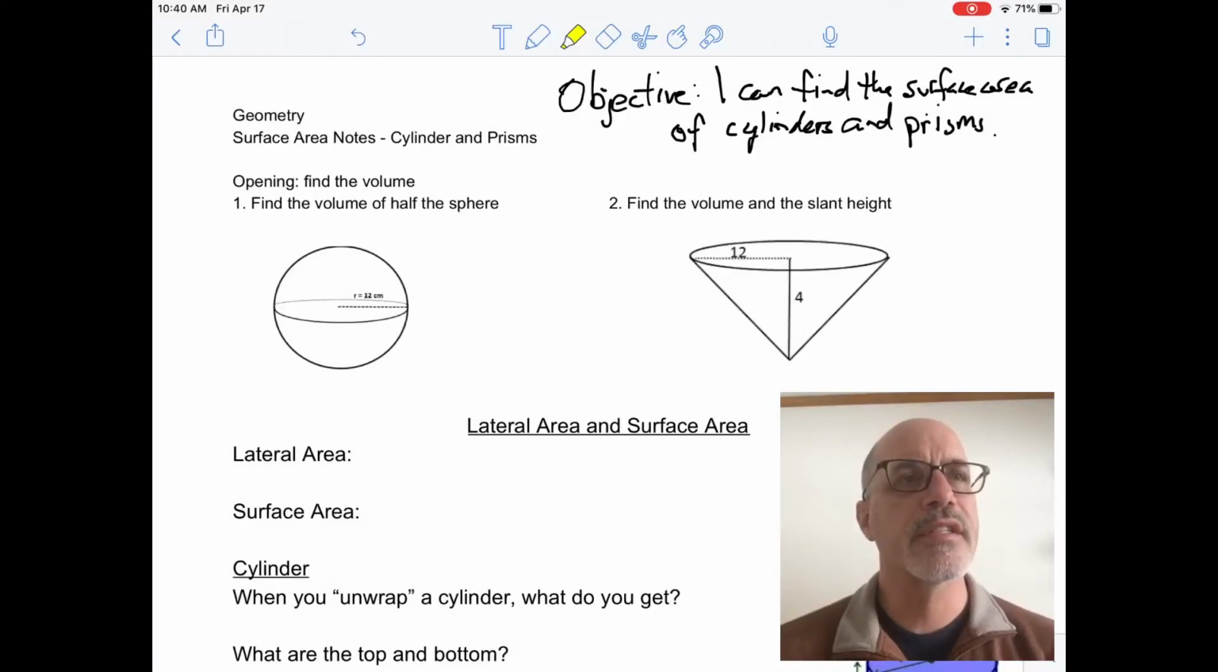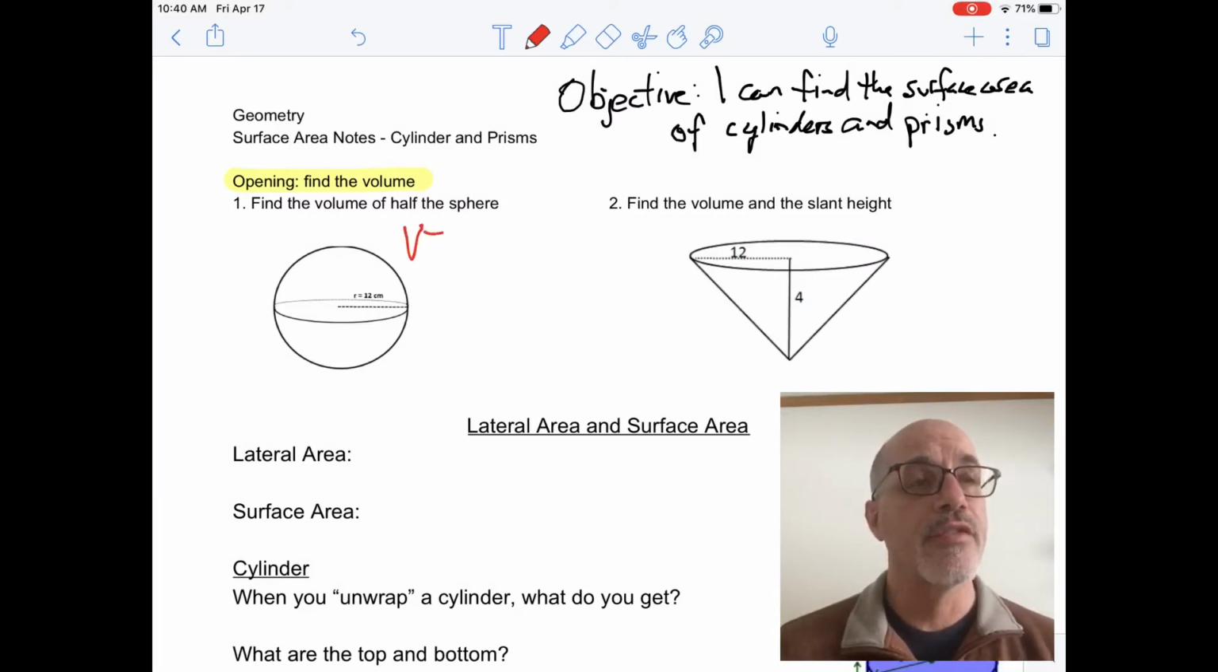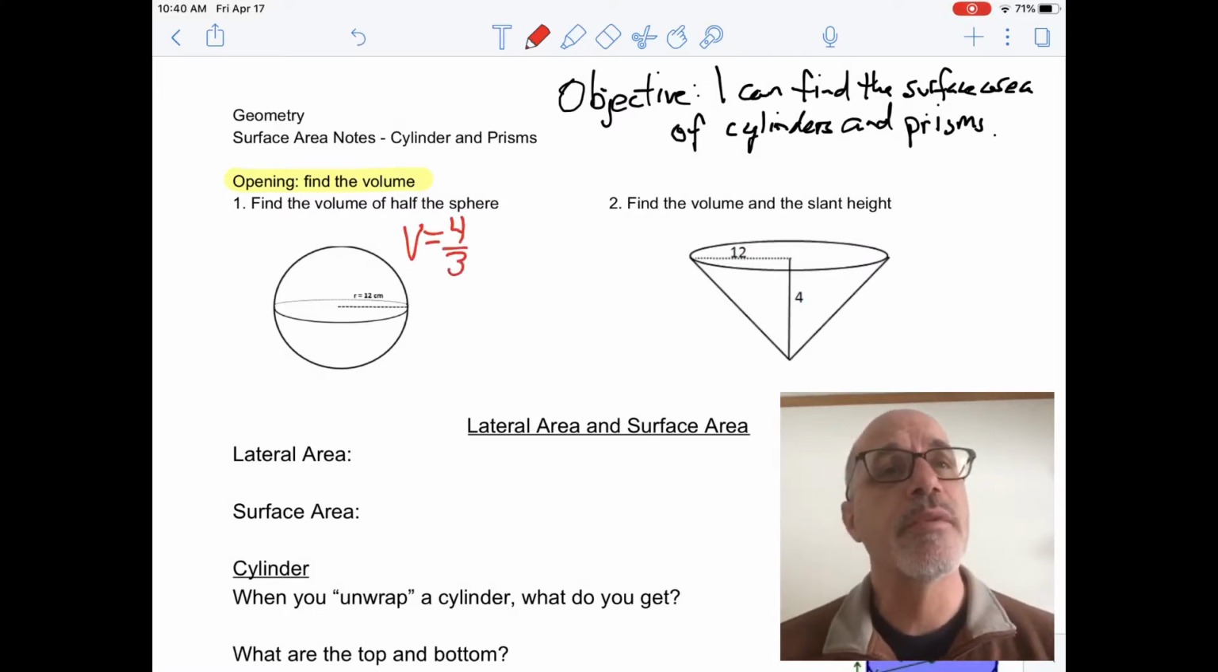The objective of this lesson is: I can find the surface area of cylinders and prisms. So as an opening, try these first two problems. Pause the video and try it. Now that you've tried them, let's go ahead and do the volume of this first one.